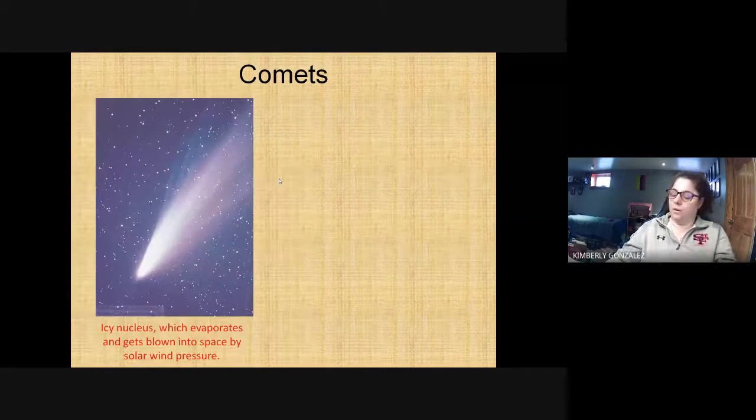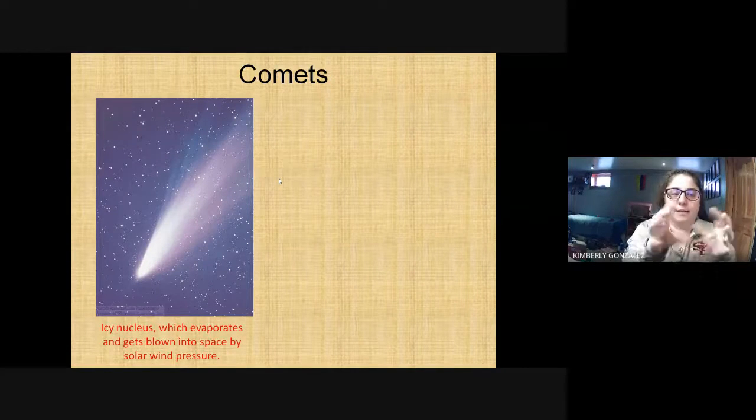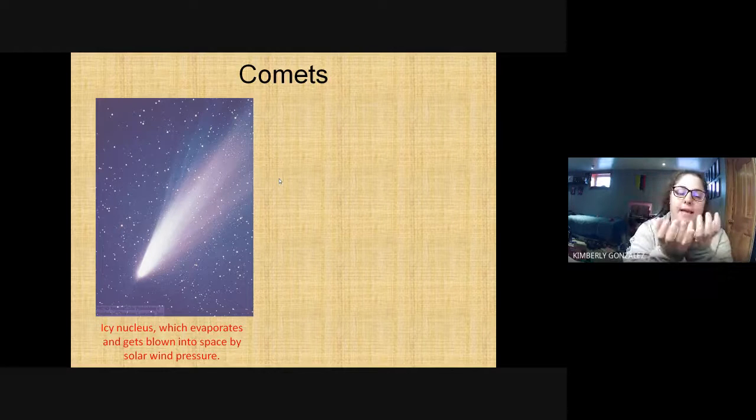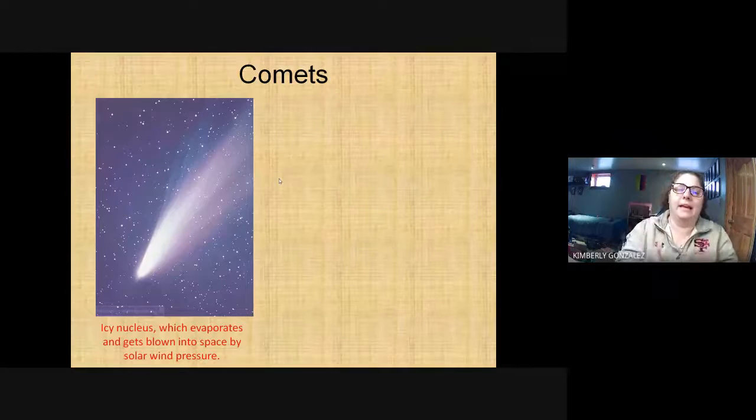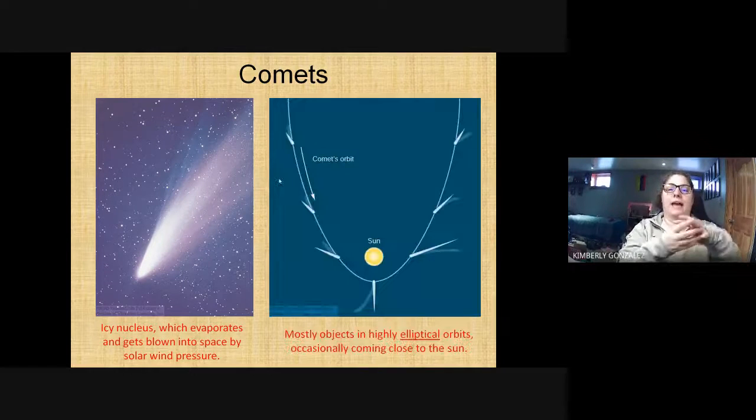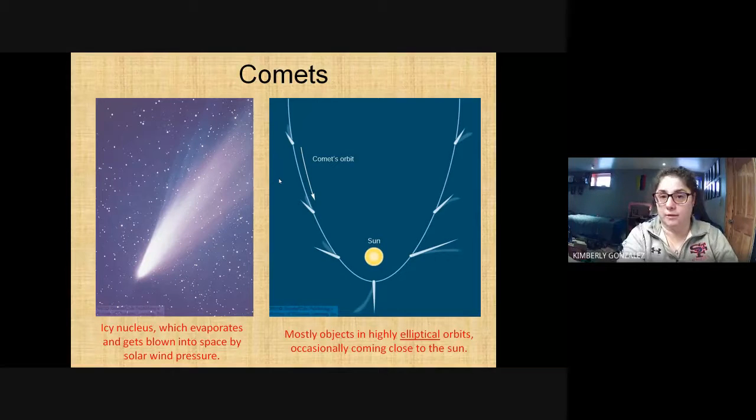Basically, a comet has an icy nucleus. It's like the head. It's like a tadpole. If you've ever seen a tadpole before it sprouts legs, it looks like a little worm. It's got a head and then a tail. That head is an icy nucleus. As it gets closer to the sun or to a star, which is large and full of heat, it will start to melt and create that tail. Comets have a highly elliptical orbit, which you already know because you've seen questions on this already.